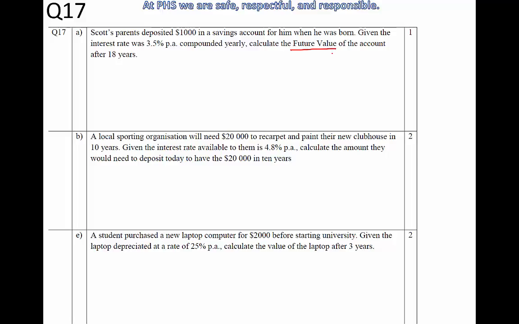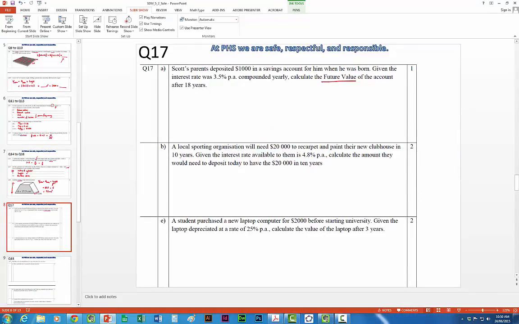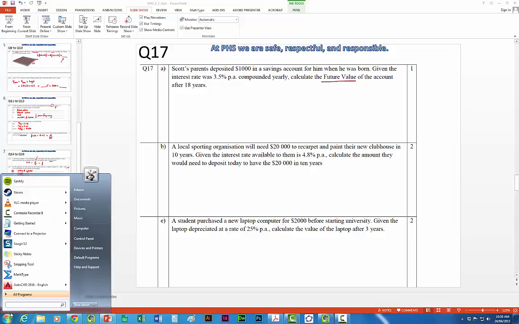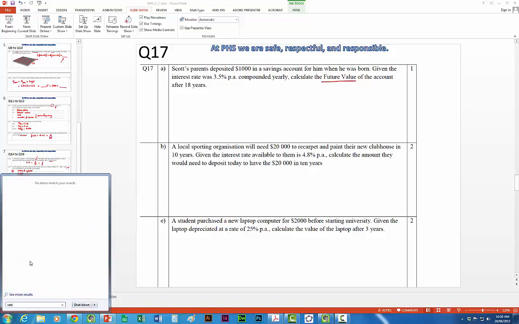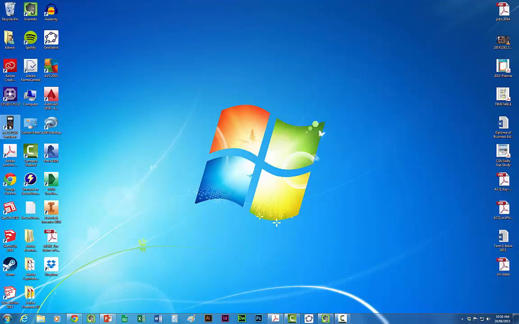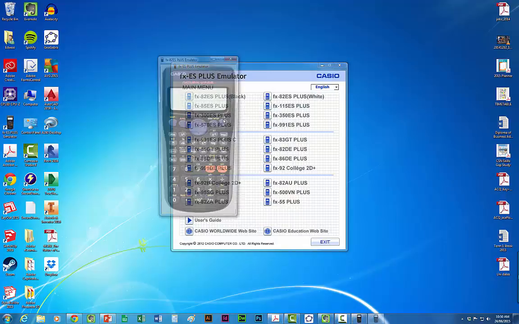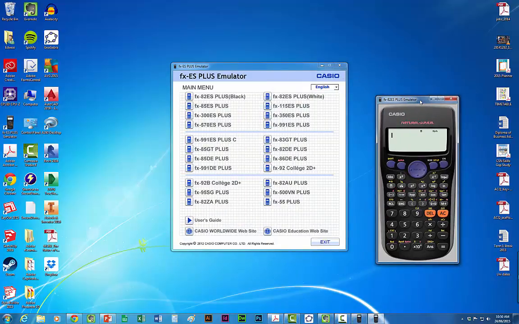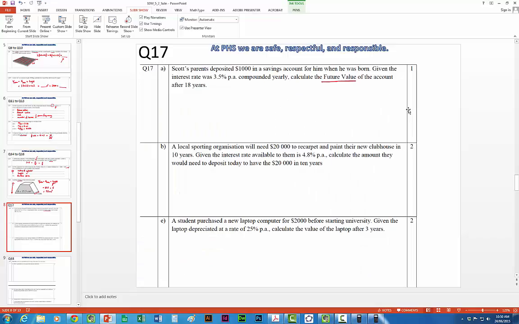Now, I just remembered I do have a virtual calculator, so I might bring that up. Just give me a second to do that. Hang on a sec. No, okay, it's not there. It must be my desktop. Here we go. All right, so let's see if we can use that.